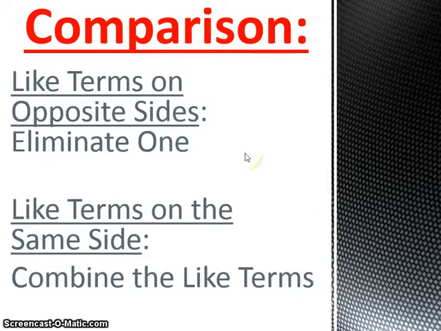Just as a long-term comparison, we will be talking about like terms on opposite sides in our next lesson, and in this lesson we're talking about like terms on the same side. When we talk about solving these types of equations, even though they both contain like terms, they are solved differently. When we solve equations with like terms on opposite sides, we will eliminate one of the like terms. Whereas on the same side, we will combine them. We will treat them as if they were an expression. And I'll show you what we mean as we look at some examples.